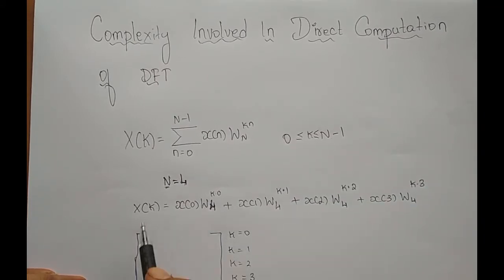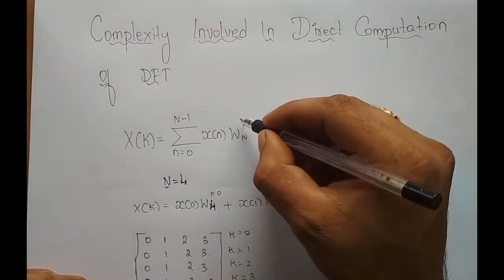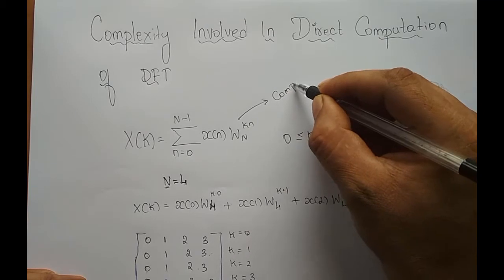For one value of k, for example k equal to 0, again I have to give values for n: n equal to 0, 1, 2, 3. Again for k equal to 1, I have to give values for n, 0, 1, 2, 3. The same for k equal to 2 and k equal to 3. So for each and every value of k, I have to give values for n as well. Both k and n vary from 0 to 3. Basically what is this? This is complex.